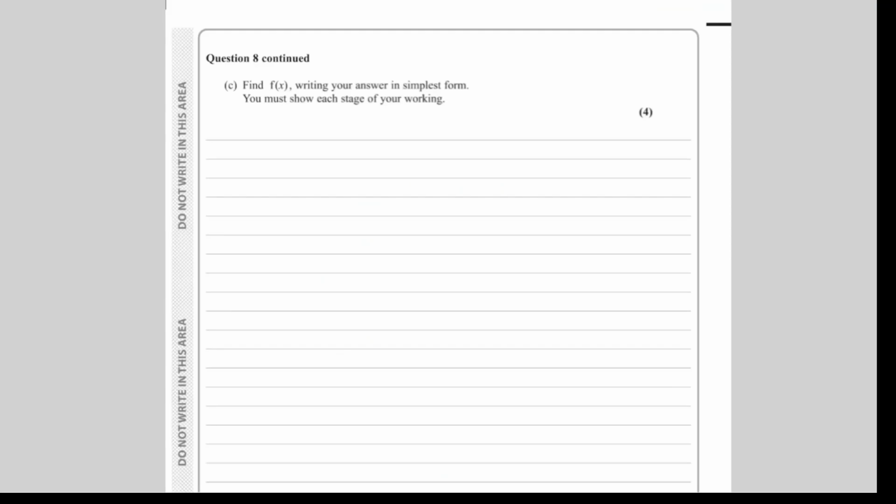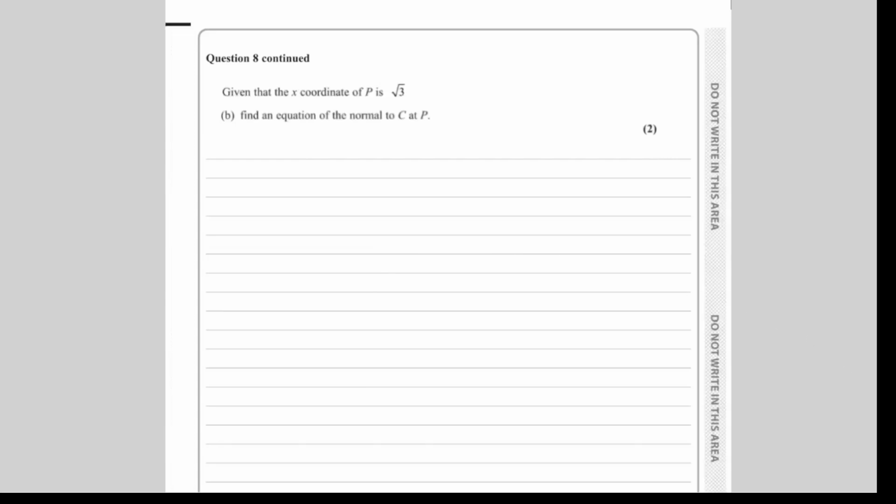Part B, find f of x, writing your answer in simplest form. You must show each stage of your working. Oh, we didn't do part B. Yes, this is part B. Given that x coordinate of P is root 3, find the equation of the normal to C at P.